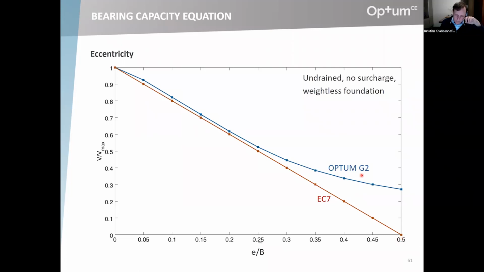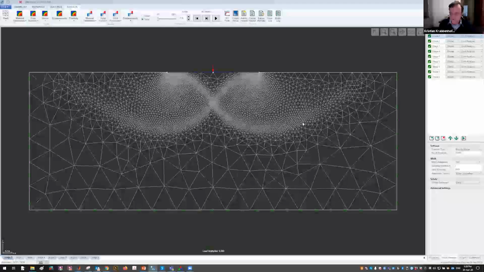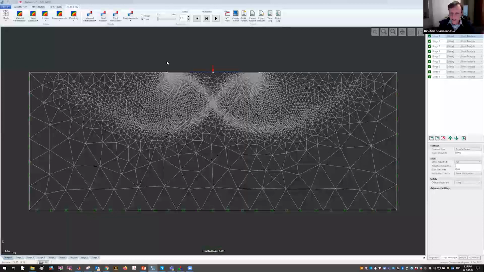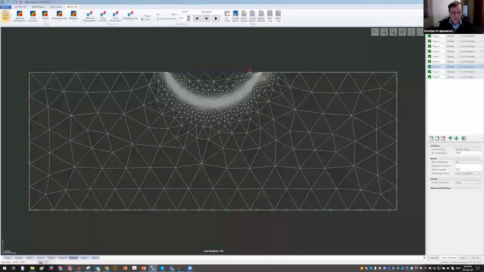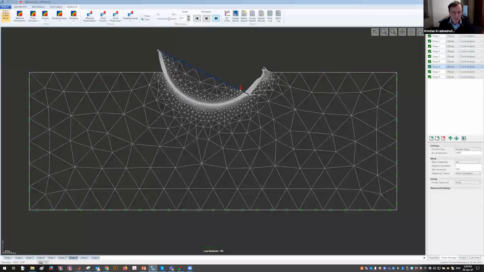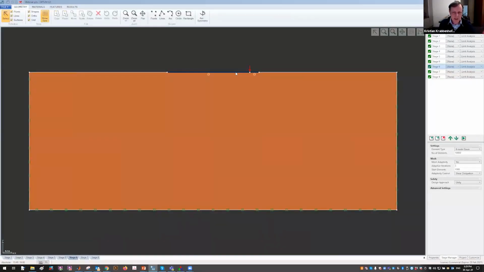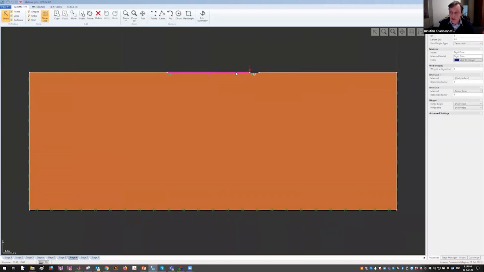And Optum G2 gives us something different. So this is again for a weightless foundation, so it's a different effect than before. And so what I've done here is I have this problem here as well. I've basically set up the problem. This is a Tresca soil, and then run the analysis, and I get a failure mechanism that looks like this, and that's kind of problematic. And what I've really missed here is, of course, the interfaces. So I've not done anything about the interfaces. At the interface, I just have the regular Tresca material, which is able to sustain tension.